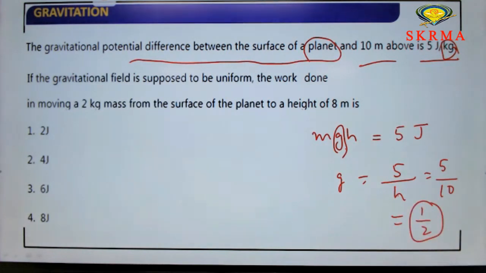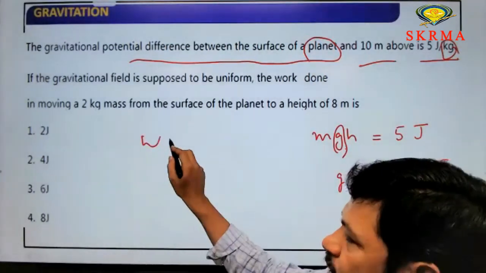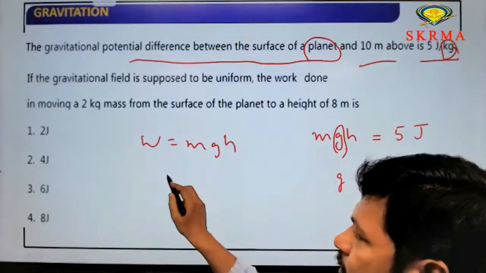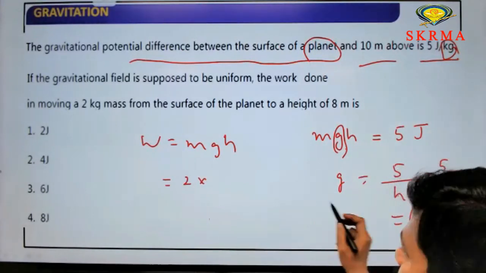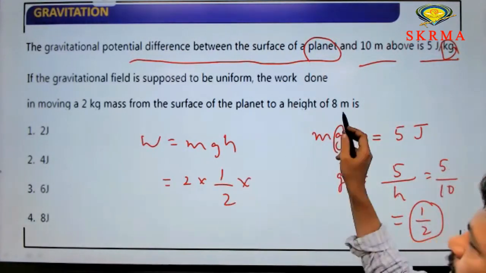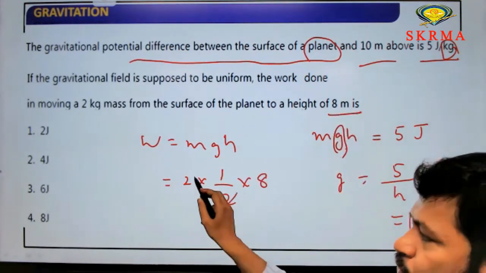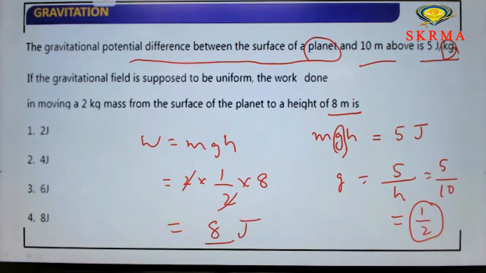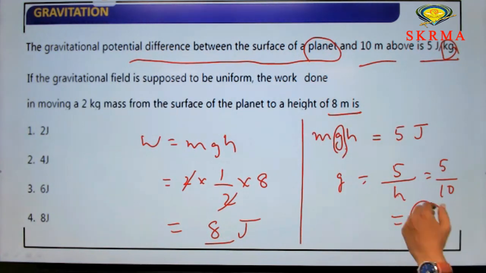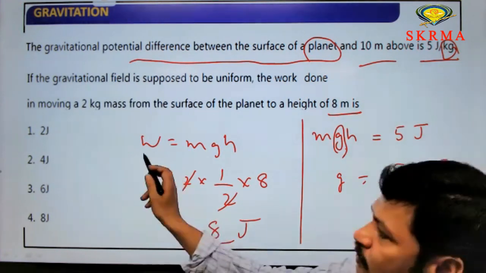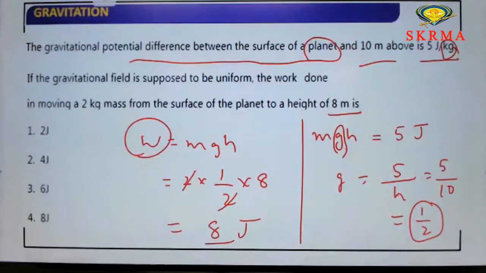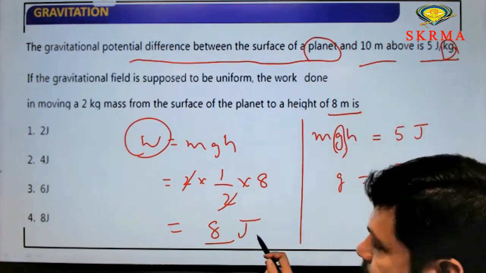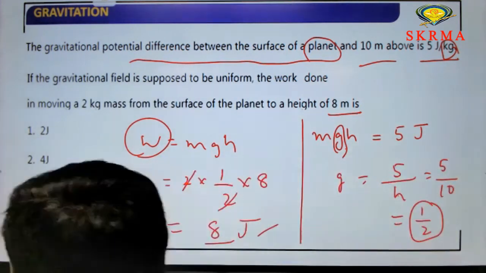On that planet, we have to find the work done. The work done is nothing but the potential energy, mgh. Here m is 2. g we calculated as 1 by 2. Up to how much height do you have to move? 8 meters. The 2 will be cancelled. The answer is 8 joules. It is a two-step process. First we have to calculate g. Later on, depending upon that g, we can find the work done, that is the gravitational potential energy, 8 joules. The correct option is 4.